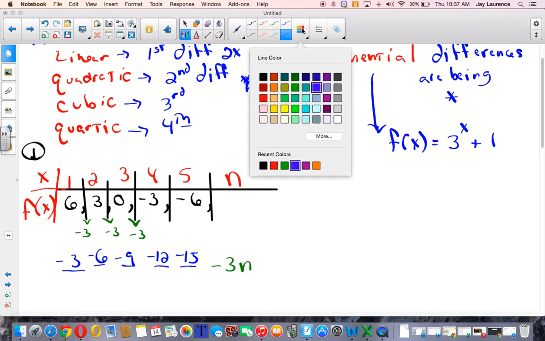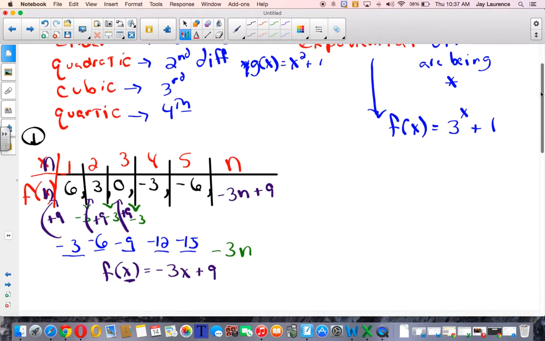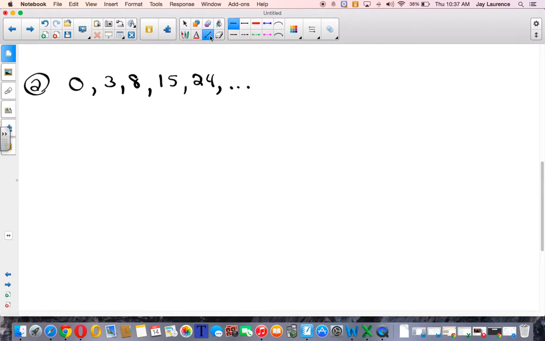Now I compare and see, how do I turn the blue ones into the black ones? To do this one, I would have to add 9. So the nth term is going to be negative 3n plus 9. My function would be f of x equals negative 3x plus 9. I'm sorry, that should be n and then f of n. Sorry about that. Because I used x here, I'm going to use x there. So there's my function, which is linear. It should be becoming familiar, or re-familiar.